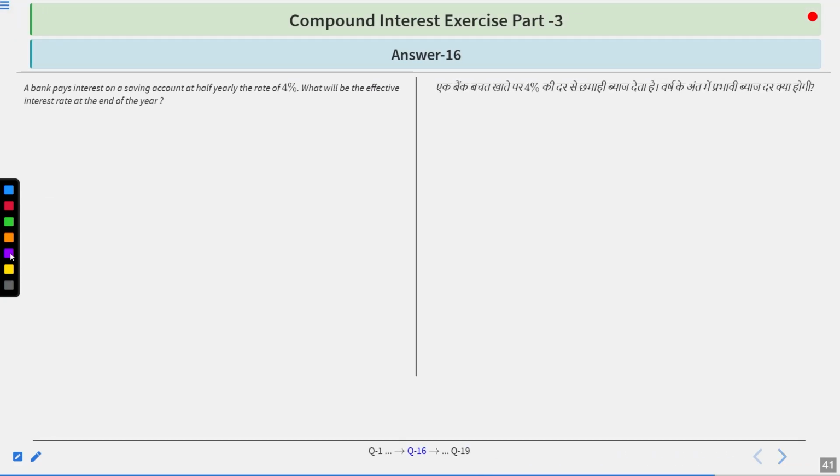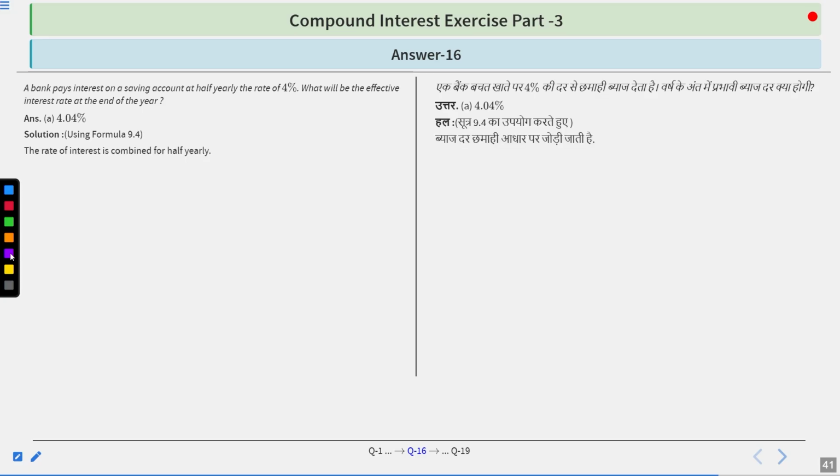Now the bank is paying interest at the rate of 4%, compounded half yearly. We have to find the effective interest rate at the end of the year. The answer to this question is option A, 4.04%, and we are using formula 9.4 to solve this question. So the rate of interest is compounded half yearly. Therefore, for 1 year, time is going to be 2 half years. Rate that was 4% is going to be half, that is 2% half yearly.